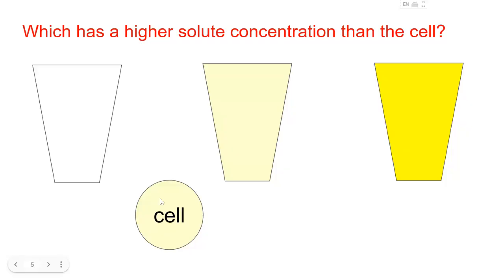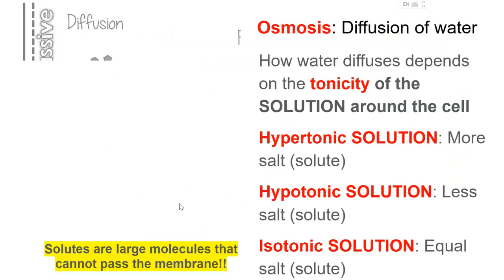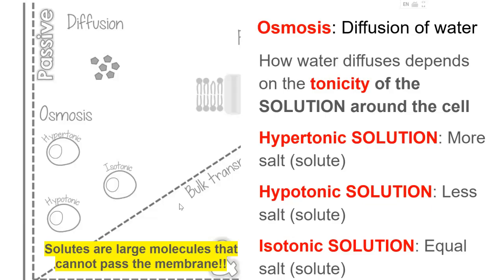Now, we need to be able to look at the cell and say, is this solution, this very clear lemonade, higher or lower in solute concentration than the cell? And we can say that these look to be equal, and this one has a higher solute concentration than inside the cell. Okay? This matters because water will move across the membrane because it is a small molecule, but its movements are dictated, they're controlled by where the salt is higher.